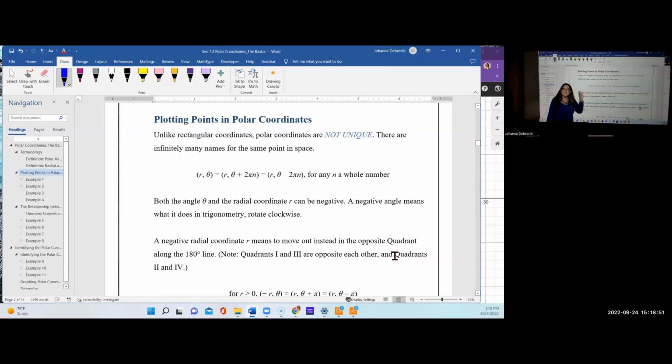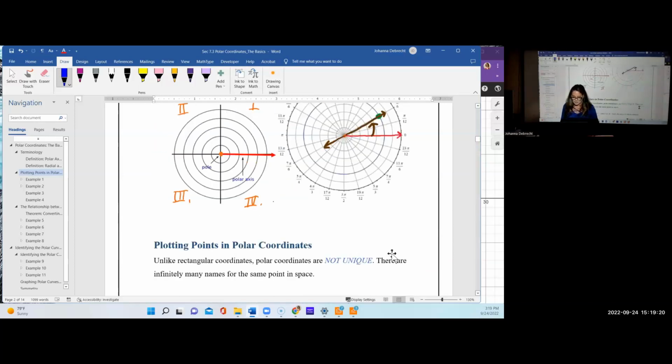Now, this is very different from what we saw in the rectangular coordinate system. In rectangular coordinates, the point is unique. If you go to -3, 5, so left 3, up 5, there's no other name for that point. That point is uniquely -3, 5. Polar coordinates are not unique. There are infinitely many names for the same location on a polar coordinate system. So why would that be the case?